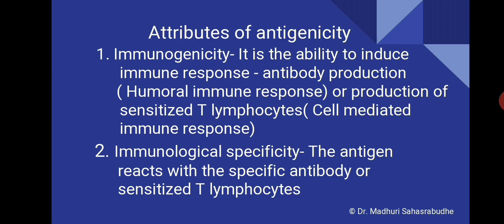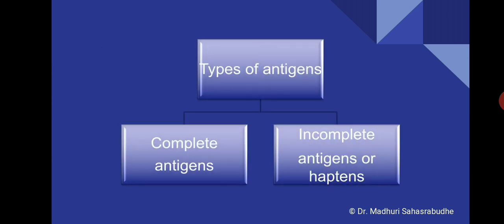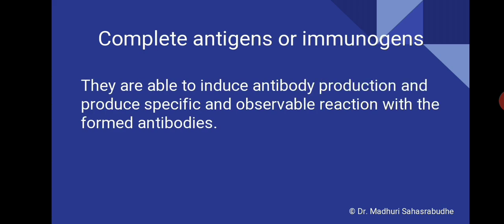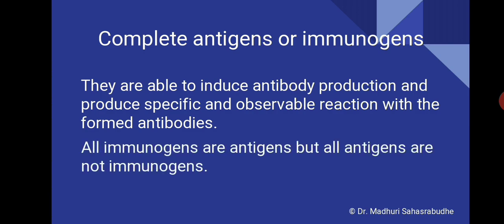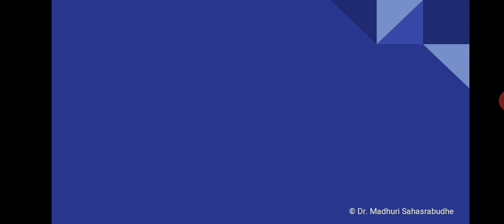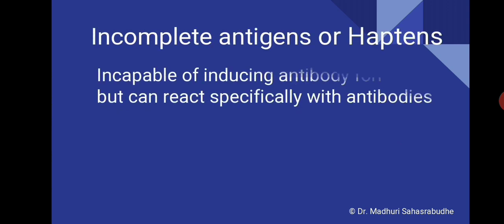Based on these two attributes, antigens are classified into two types: complete antigens and incomplete antigens or haptens. Complete antigens are able to induce antibody production and produce specific and observable reaction with the formed antibodies. Therefore, complete antigens are immunogens. All immunogens are antigens, but all antigens are not immunogens. Incomplete antigens or haptens are incapable of inducing antibody formation, but can react with it specifically.